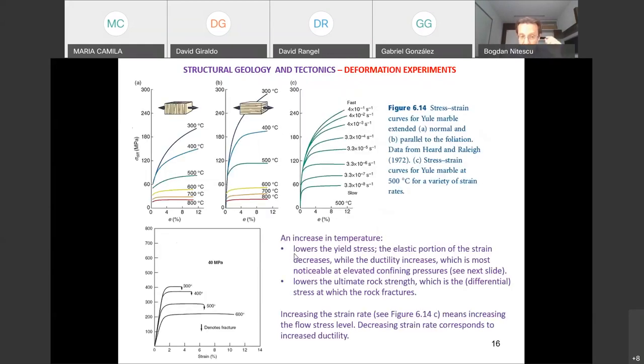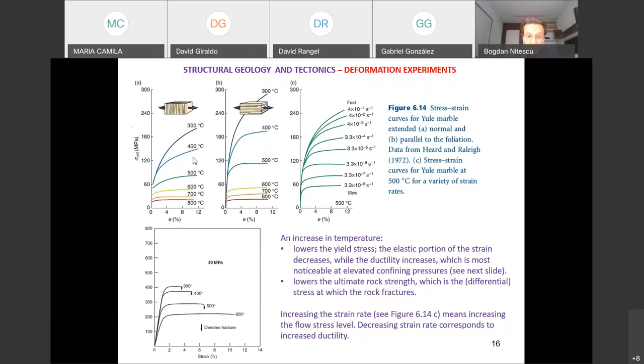Now, here, we talked about a multitude of parameters that come into play. And that's why this discipline can be very complex and complicated, because you have to take into account many, many parameters. And one of them is temperature. So what happens with temperature?